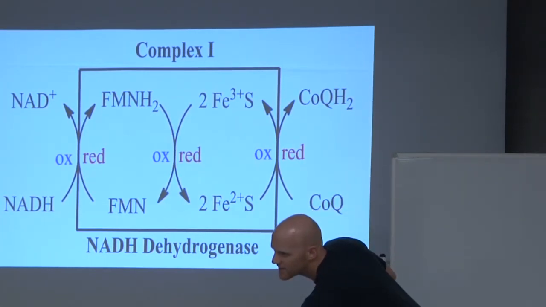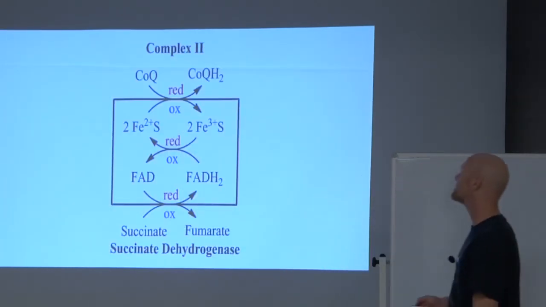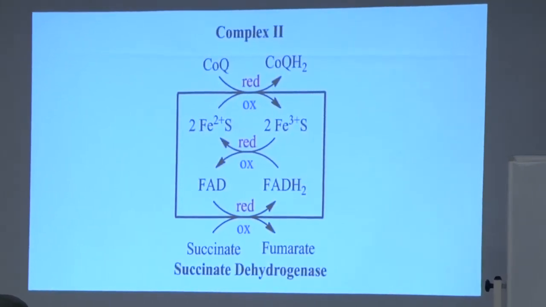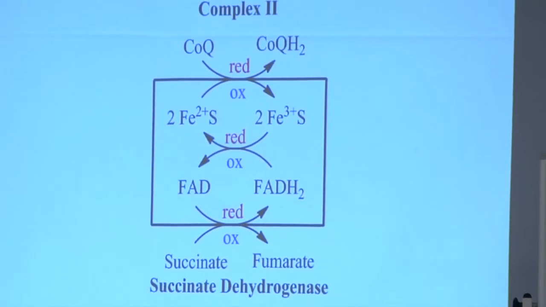Let's look at complex 2. So complex 2. So what's feeding into complex 2? So succinate. Sweet. And succinate is getting oxidized to fumarate. So who eventually, at the end of complex 2, ends up with those electrons? Coenzyme Q. So coenzyme Q is getting reduced. And so in this case, notice they call this succinate dehydrogenase. Succinate's oxidizing enzyme. So it makes sense.